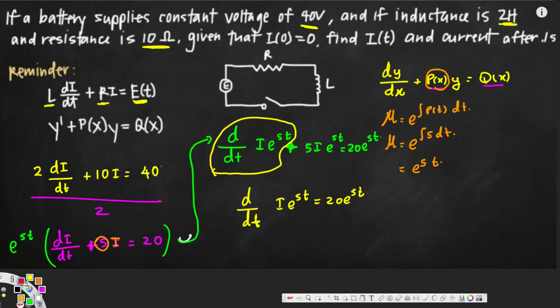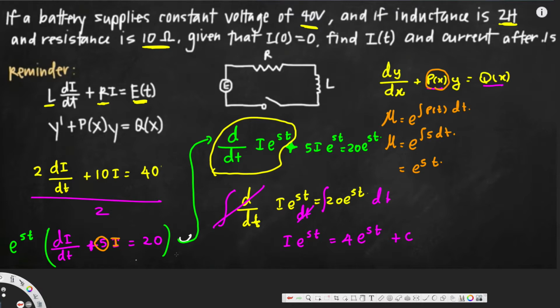Integrate both sides with respect to t. Since we have integration and derivative here, it's going to cancel each other. So this is going to be just I e power 5t. And on the other side, when we integrate this one, 20 is just a constant, and if you integrate e power 5t, you have to divide this one by 5. So 20 divided by 5, that's going to be just 4 e power 5t plus a constant.